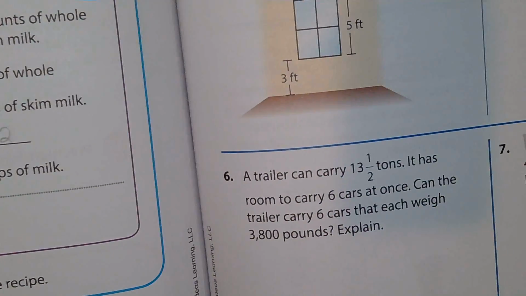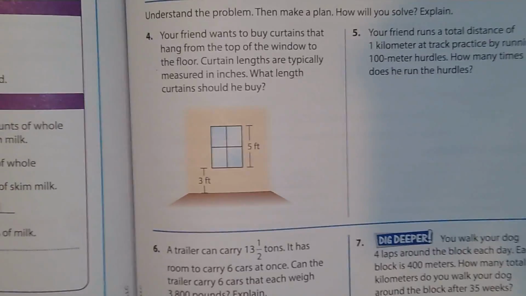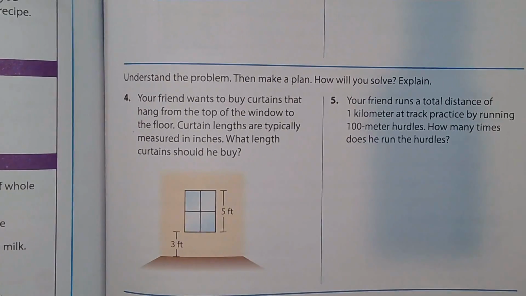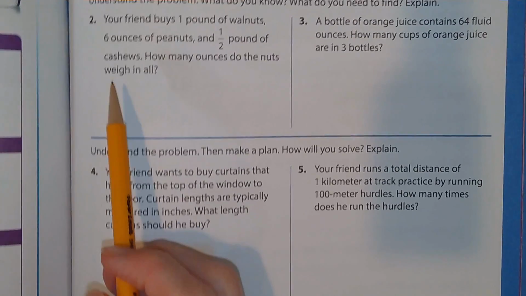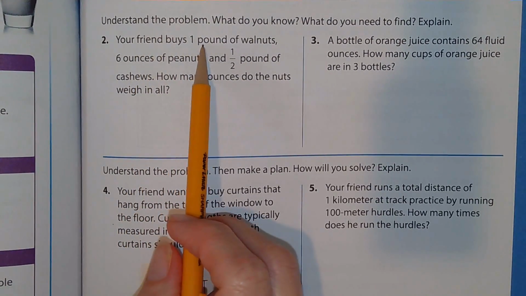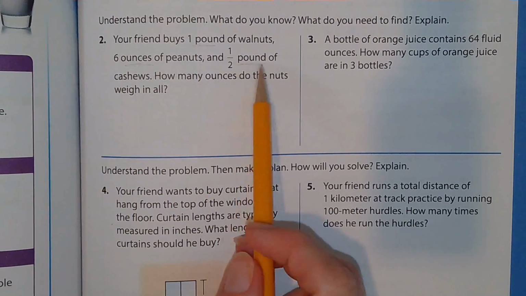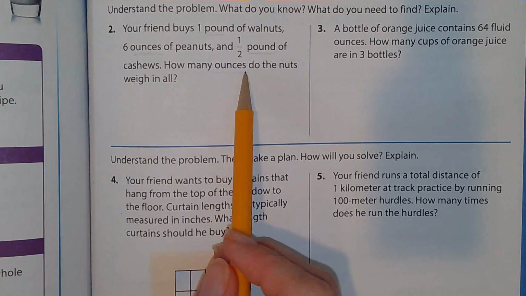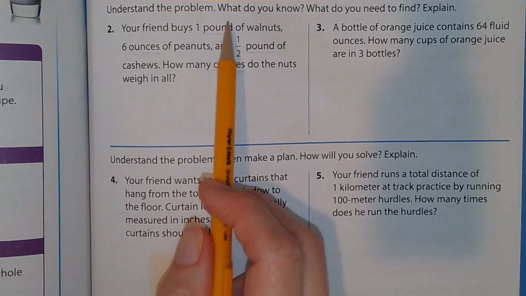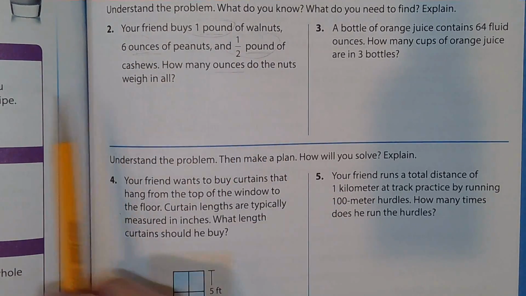All right, and looking at your classwork today, let me blow this up a little bit. Okay. All right, so let me just go through these really quickly. I'm not going to do them with you, but we're just going to talk about them. Your friend buys 1 pound of walnuts, 6 ounces of peanuts, and 1/2 pound of cashews. How many ounces do they weigh in all? So you're going to have to convert that. Oh, sorry, that's already ounces. And this to ounces. And then just add them together.